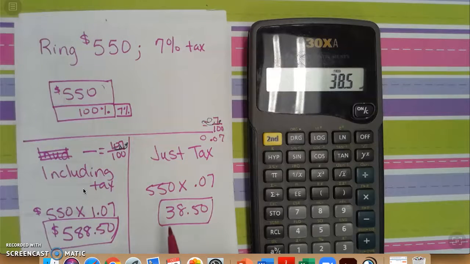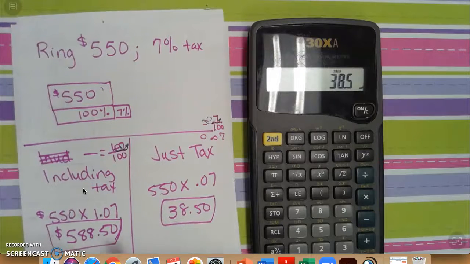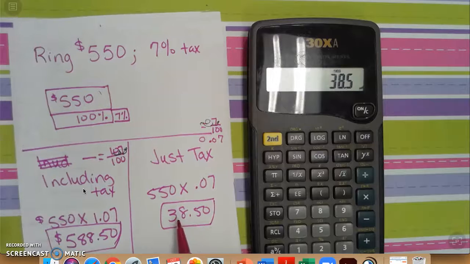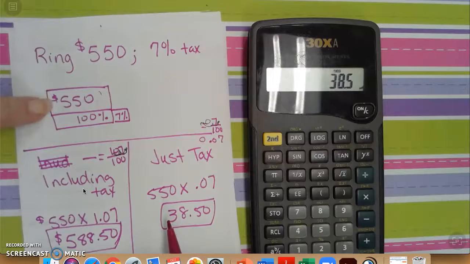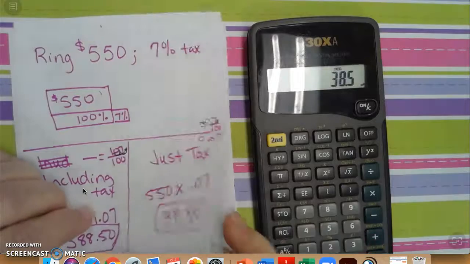Again, you could look at this. If we say the 550 plus just the tax, we're going to get the whole price. Or if we take the whole price and subtract out the tax, we're going to get to what we started with. Okay? So let's try a few more.